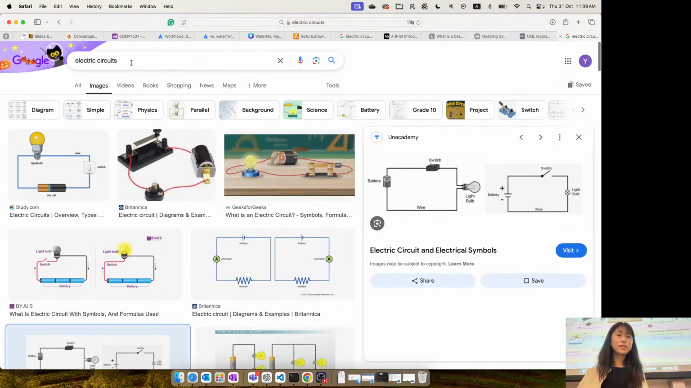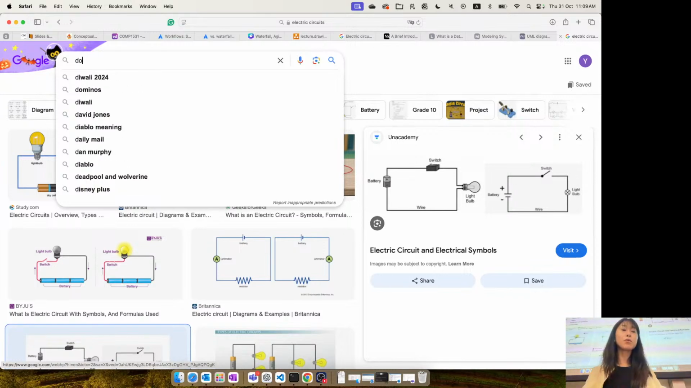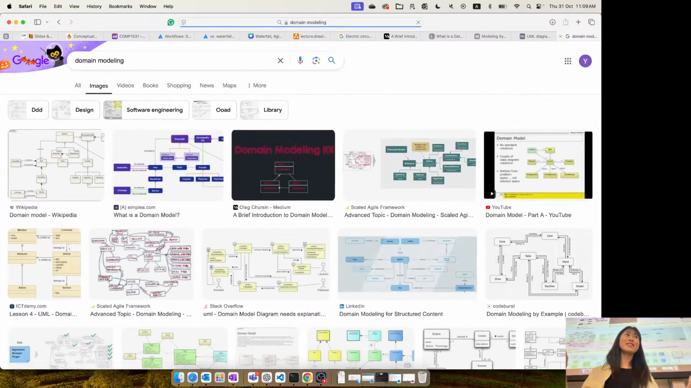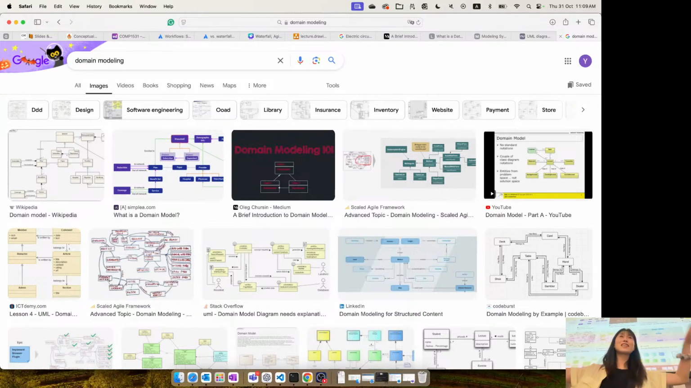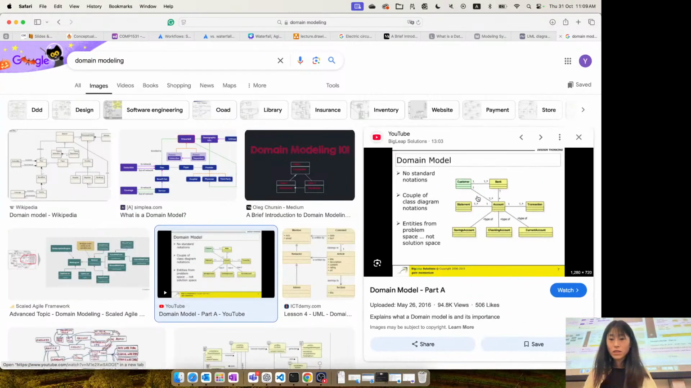Other examples, for example, domain model. When you are in a field like animal science or medical science, they will also do a lot of domain modeling, like what is an animal? There are different types of animal, and within one type of animal, there are more specific kinds of animal. So that's domain modeling. For example, here we have a bank, and in a bank there are statements, accounts, transactions. So this is another example of modeling.